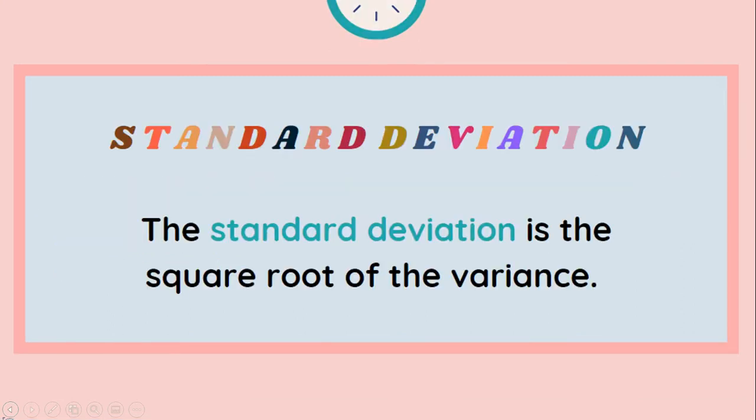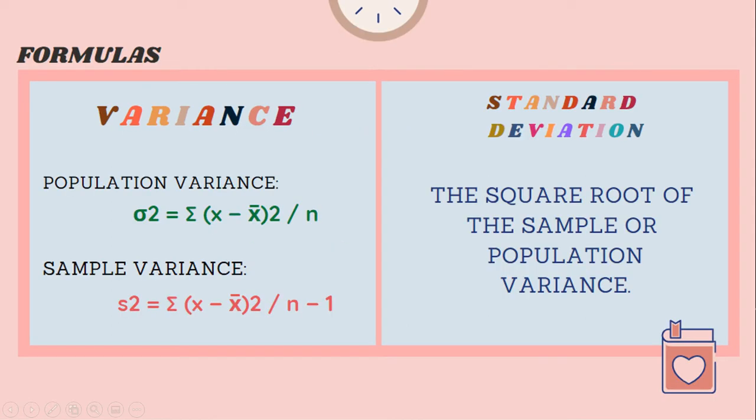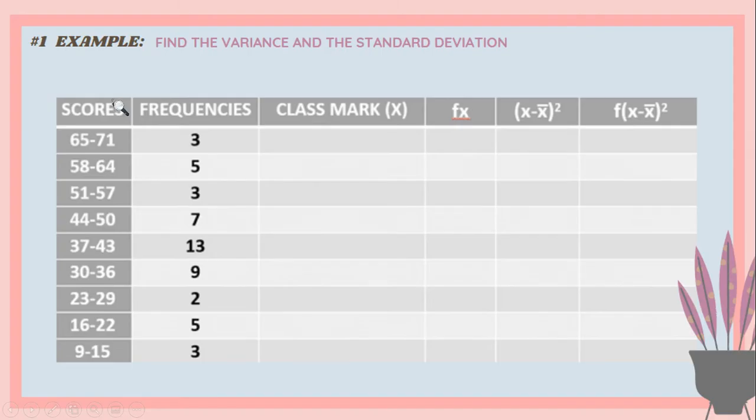And then next is the standard deviation. The standard deviation is the square root of the variance. So as you can see, these are the formulas for the variance and standard deviation. So again, this is the first example that we used in getting the range. So we will use it again to find variance and standard deviation.